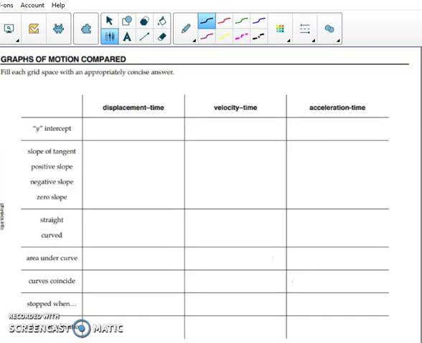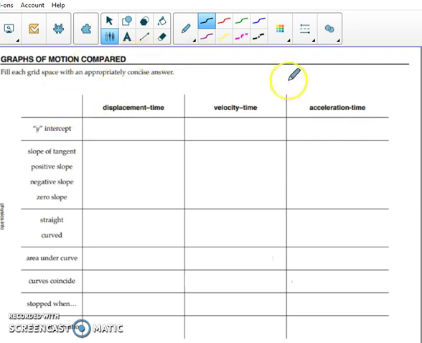This video is about comparing different types of graphs. In physics, there are three main types of graphs: displacement versus time, velocity versus time, and acceleration versus time. The three graphs may look similar, but because we are looking at different y-axes, in this case displacement, velocity, or acceleration, they mean very distinctively different things.